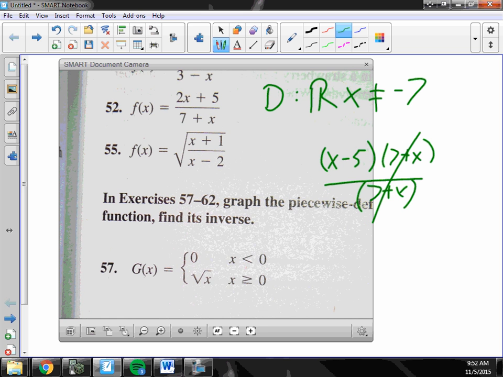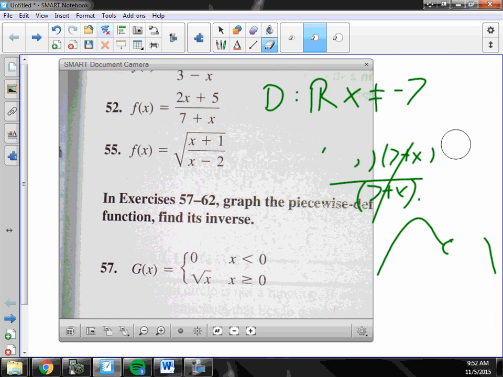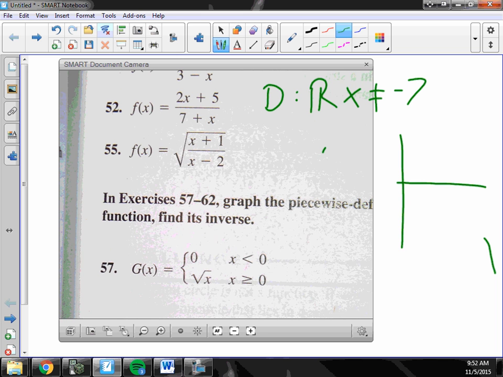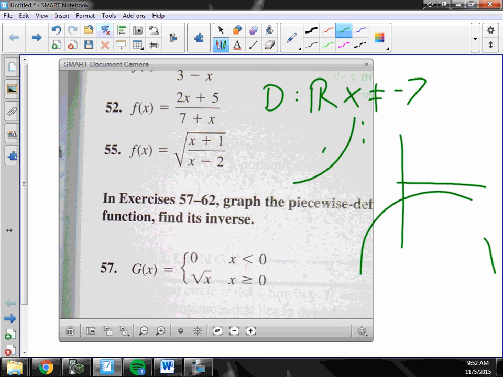So if I had like x minus 5 times 7 plus x over 7 plus x, and those canceled, x is still not allowed to be -7, but in that case, you would have a graph, and then at -7, you would have a hole. Whereas it didn't cancel, you have an asymptote. So at -7, the graph is going to look something like this. Okay?